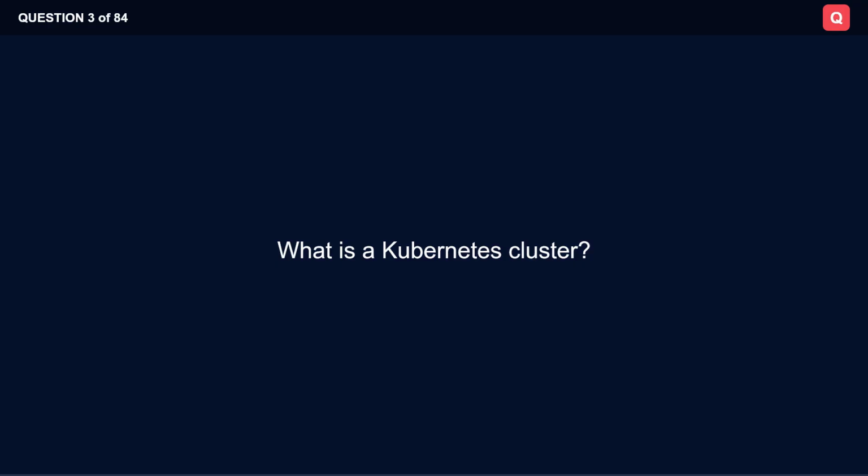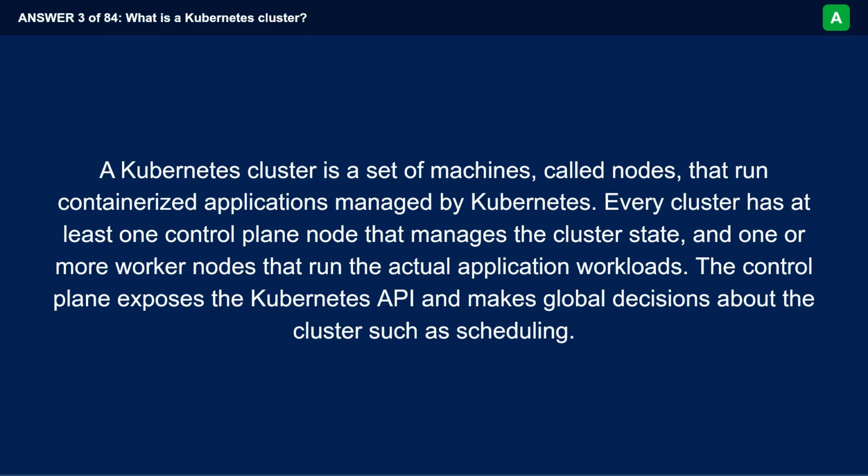What is a Kubernetes cluster? A Kubernetes cluster is a set of machines, called nodes, that run containerized applications managed by Kubernetes. Every cluster has at least one control plane node that manages the cluster state, and one or more worker nodes that run the actual application workloads. The control plane exposes the Kubernetes API and makes global decisions about the cluster, such as scheduling.